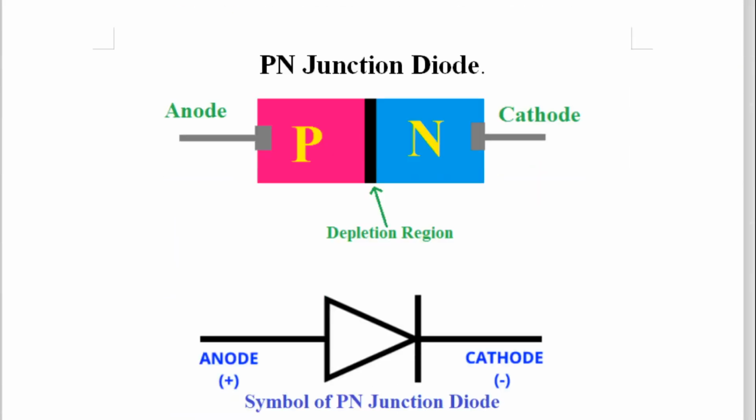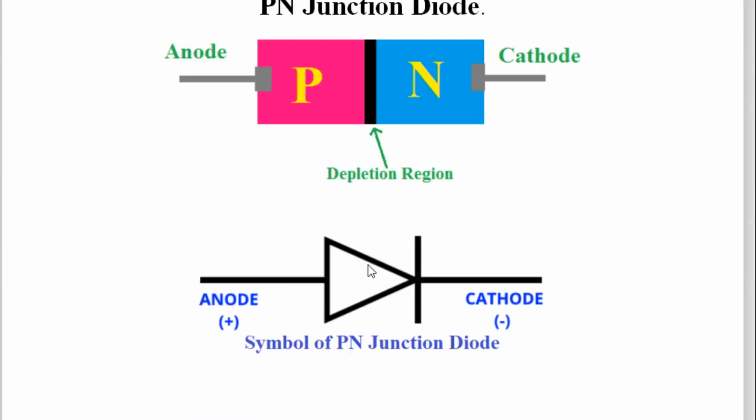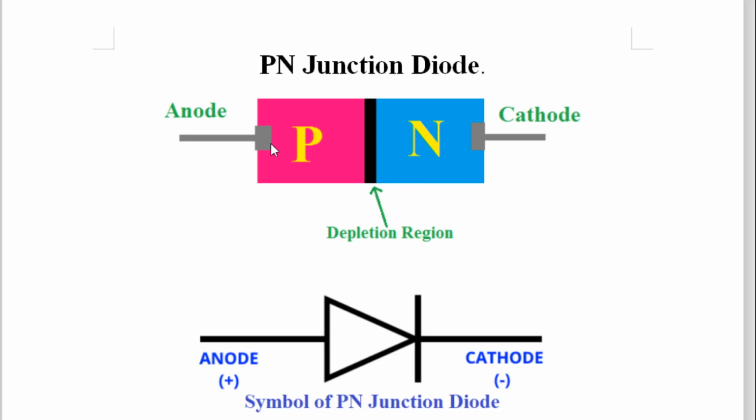Now, the symbol of the diode is a triangle somewhat like this, and then a vertical line, and this is the anode and this is the cathode. And the actual construction is what? P-type semiconductor material combined with N-type semiconductor material. And when you combine P-type semiconductor material with N-type semiconductor material, the formation of the depletion region takes place, and that is what we are going to study.